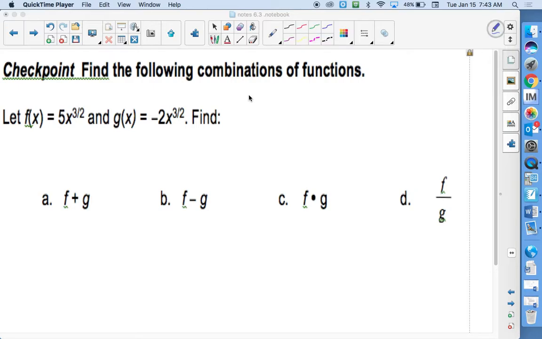So at the bottom, Friday, we were talking about 4 combinations, 4 ways we can combine functions. And these 2 functions are the exponential functions, or the power functions that we've been working with. So we have those fractional exponents. And it just says f plus g. So what does that mean if you're supposed to have f plus g? What are you supposed to do?